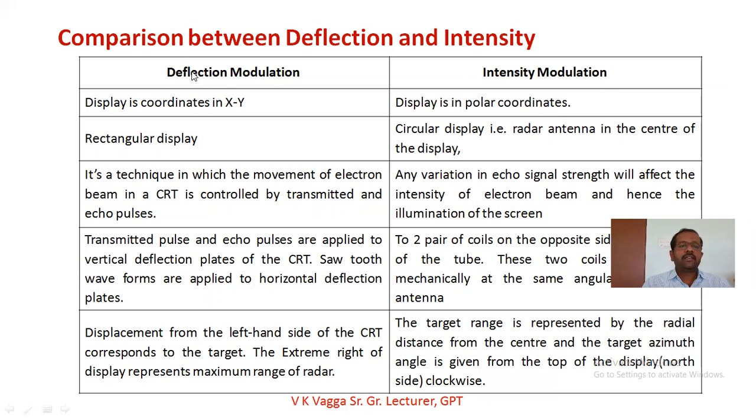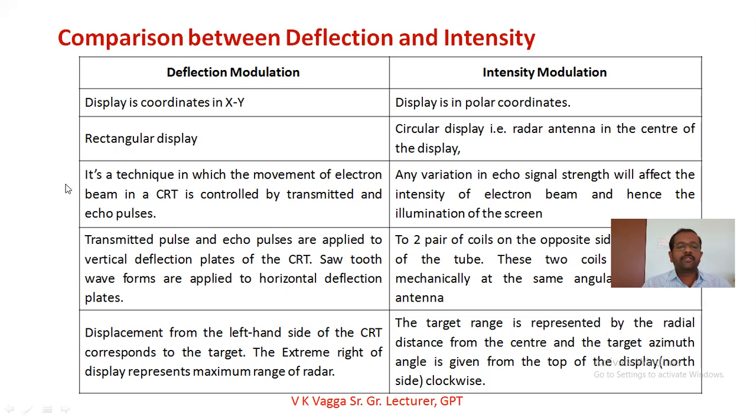And the deflection is a rectangular display. I think you have seen the CRO display; if you want, you can see it there. It has a rectangular display. But the intensity modulation display is a circular display, with the radar antenna in the center of the display. In the center of the display itself, the antenna is located.